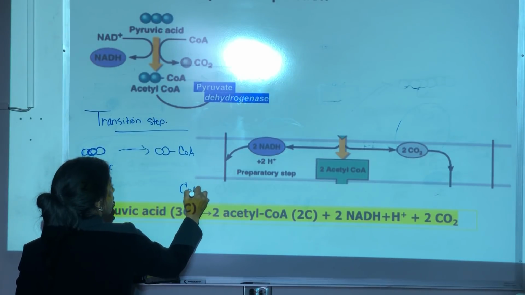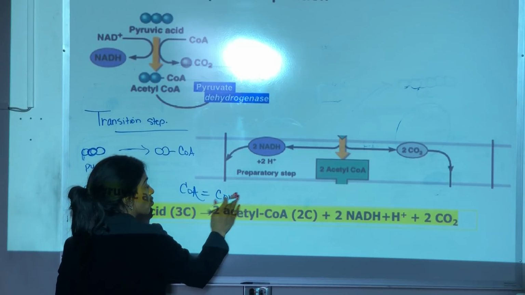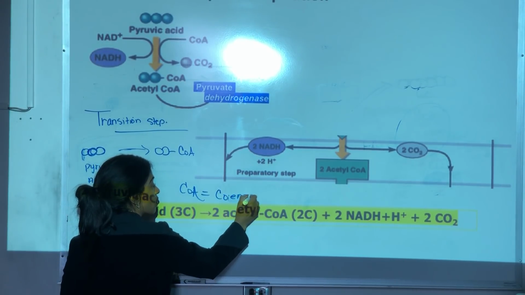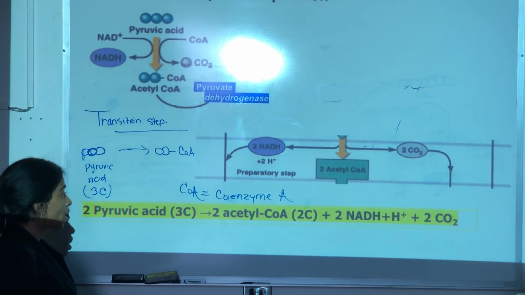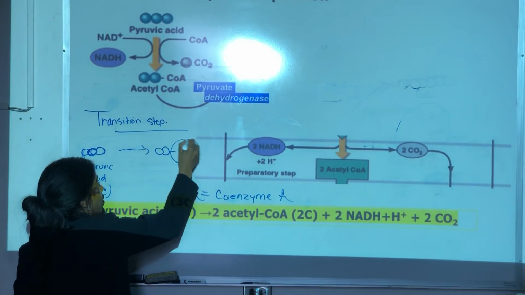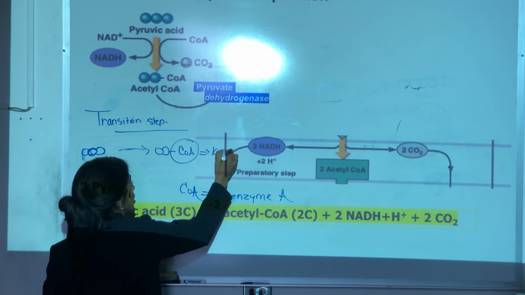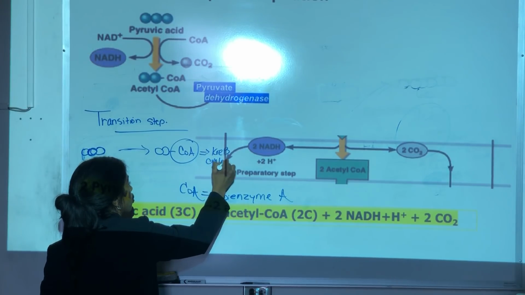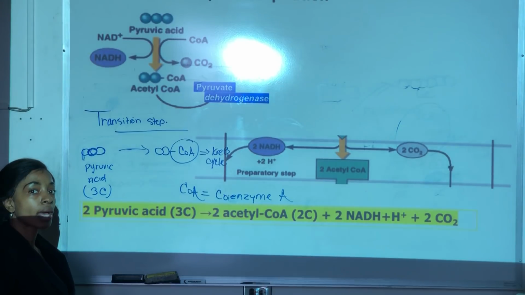So CoA means coenzyme A. So this is coenzyme A. And once the coenzyme A is attached, the next stage is to go to the Krebs cycle. So now the molecule is ready. This transition step helps to get our molecule ready for the Krebs cycle.